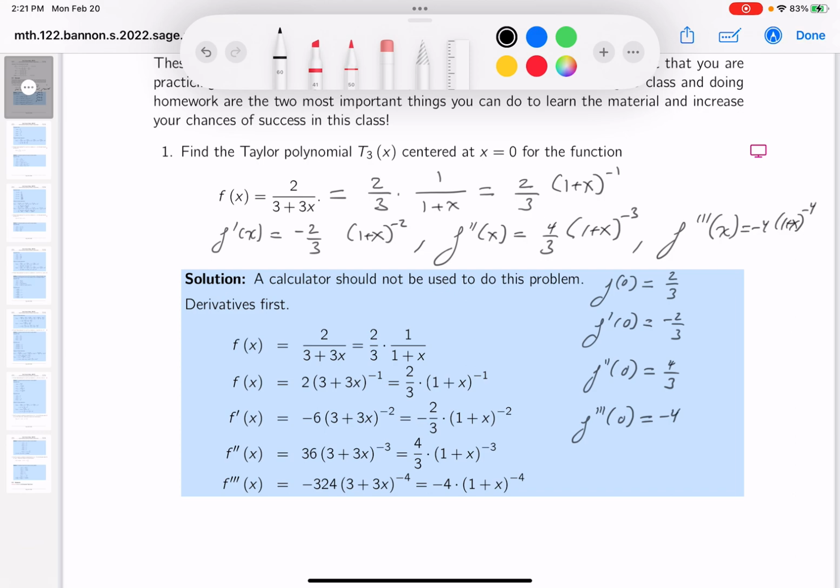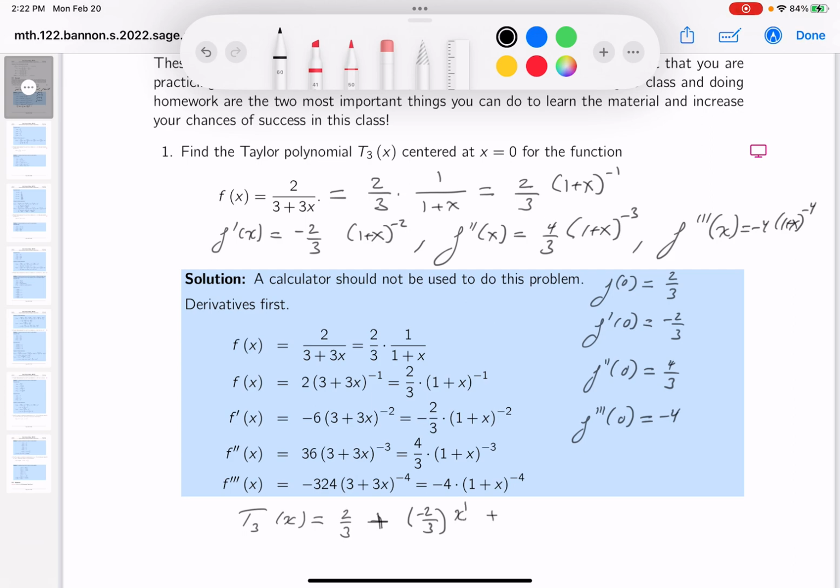All right, I'm ready to write down the Taylor polynomial. And so I'm going to write down T3 now. Okay, so it's going to be 2/3. That's f of 0. Plus, I'm going to simplify that a little bit later, by the way. Let's see. We're going to do f prime at 0. That's minus 2/3. And then it's going to be x to the first power.